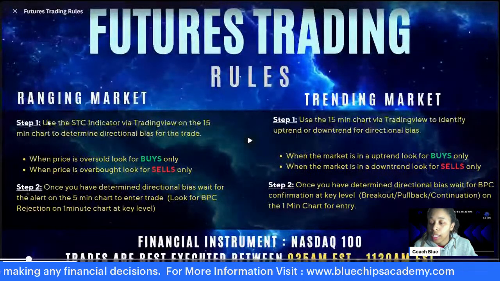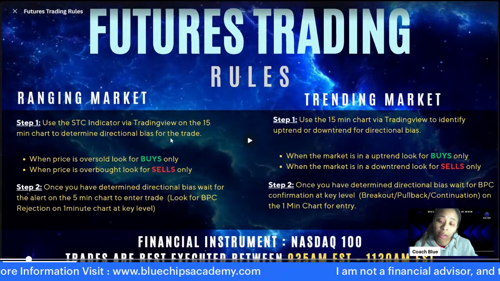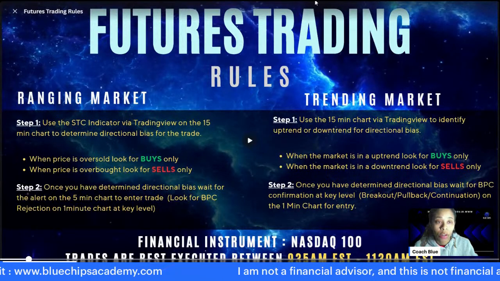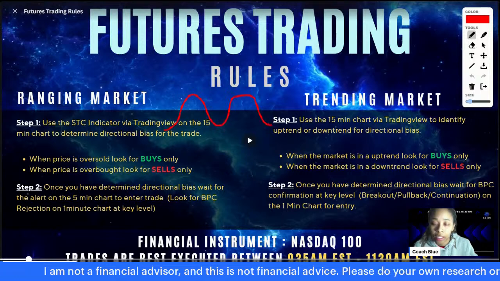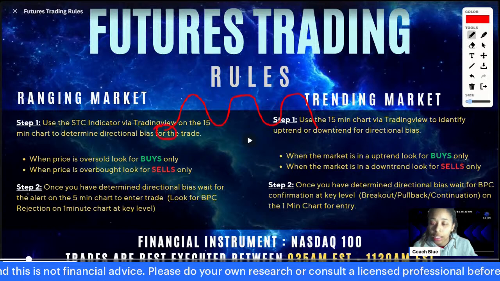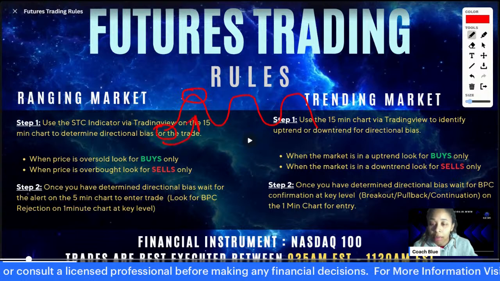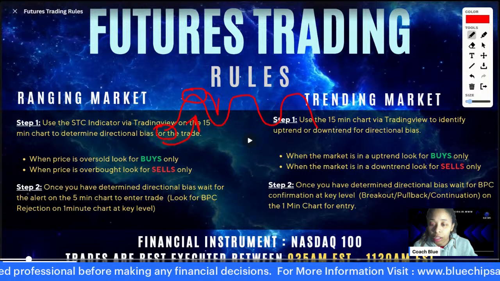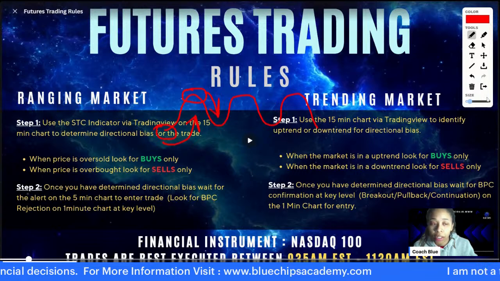We use the STC indicator via TradingView on the 15-minute chart to determine directional bias for the trade. The STC looks like this, and I'll point it out when we go back to the chart. But think of it like a roller coaster. When you're at the bottom of the roller coaster, this is considered oversold. That means the market has to correct itself and eventually go up. When you're at the top of the roller coaster, you expect it to go down. This is considered overbought, so we're looking for the market to possibly go down.